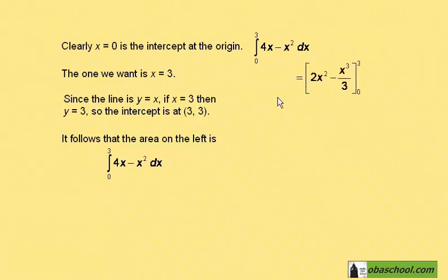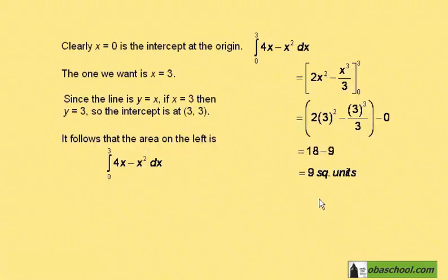Evaluating this integral, we get 2x squared minus x cubed over 3 from 0 to 3, which is 2 times 3 squared, take away 3 cubed over 3, take away 0. When we put 0 into here, it will evaluate to 0. This gives us 18 minus 9, which is 9 square units.